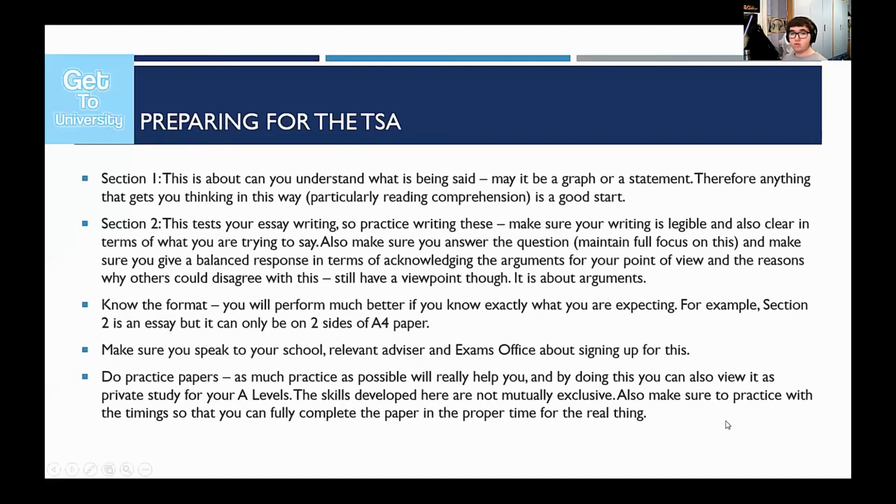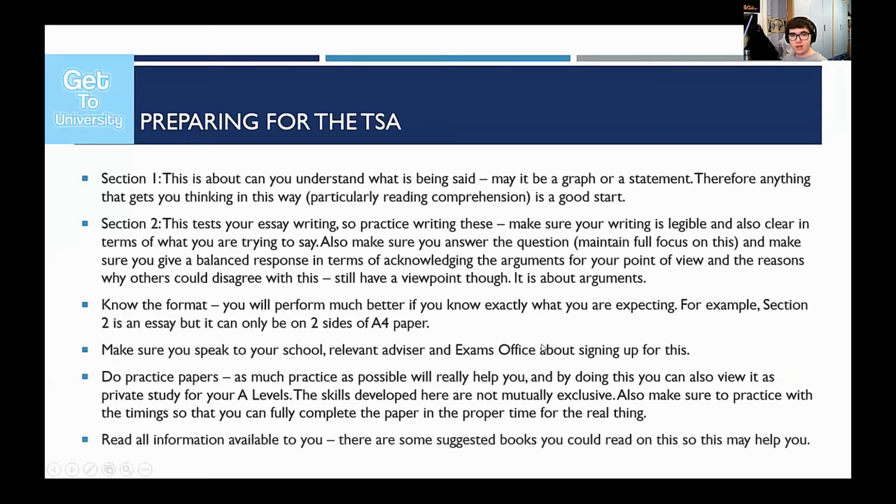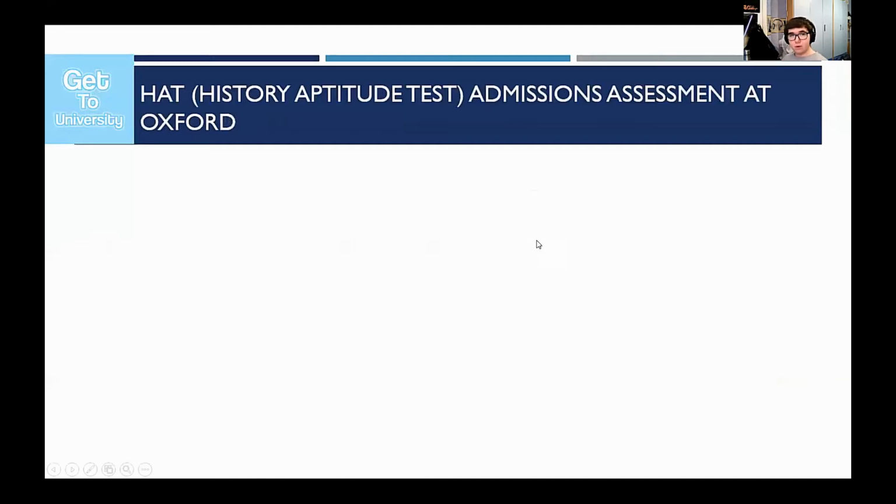So yeah, make sure as well, towards the end, to do it with the times, and read all the information available. For the TSA, there are actually some books that they've said you possibly may want to read, which may help you understand it a little bit more. I haven't read them because I didn't actually do PPE, but that might be quite useful. So that's all the PPE side of things.